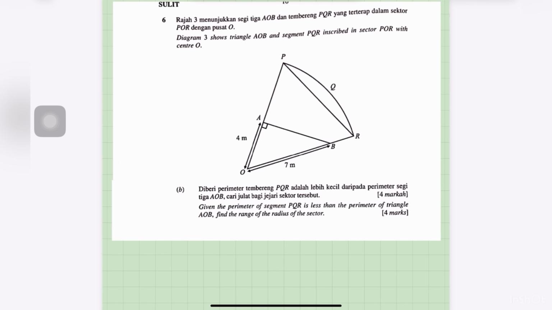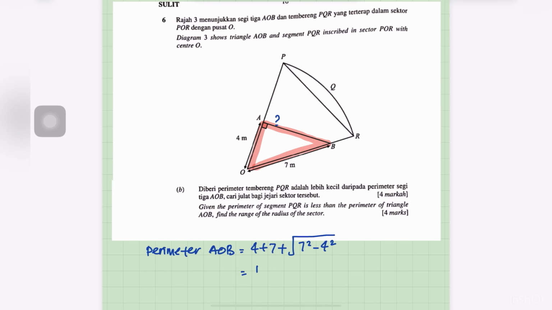B, given the perimeter of segment PQR is less than the perimeter of triangle AOB, find the range of radius of the sector. Okay, so first of all, we can find the perimeter of AOB. Okay, this is the triangle, right angle triangle. So perimeter AOB, 4 plus 7 plus, to find AB, we can use Pythagoras theorem. Okay, square root 7 squared minus 4 squared. So this one 11 plus square root 33.